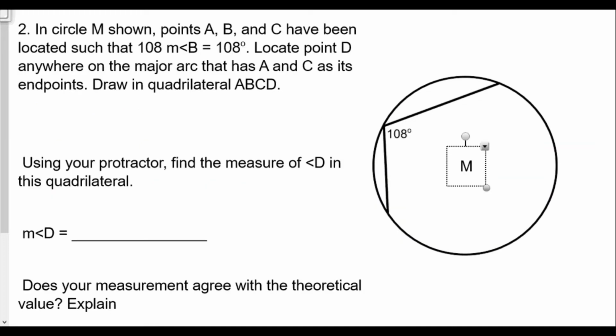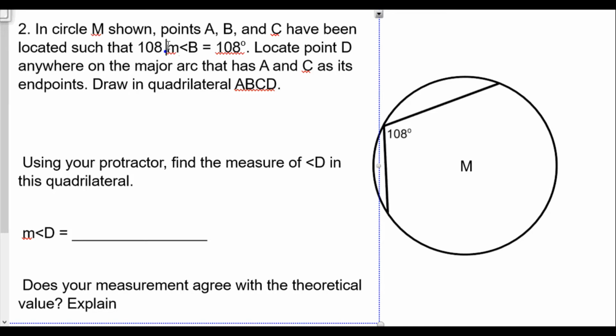In circle M shown, where M is the center of the circle, points A, B, and C have been located such that the measure of angle B is 108 degrees. So let me see now. I just want to edit this a little bit so it's not too confusing. Oops, 108 popped up twice.